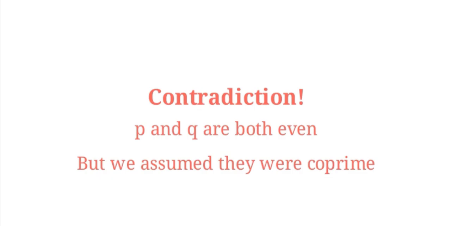This is a contradiction. Therefore, our initial assumption must be false. The square root of 2 cannot be written as a fraction of two whole numbers. It is an irrational number.